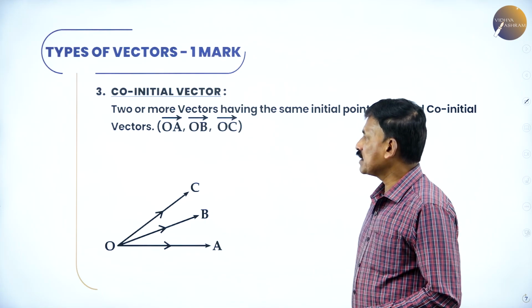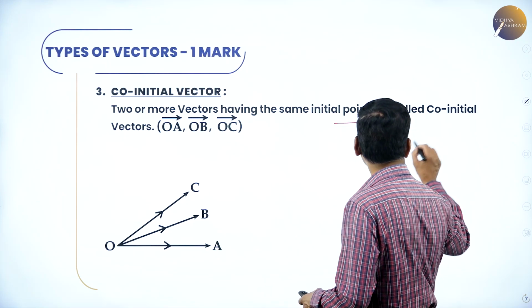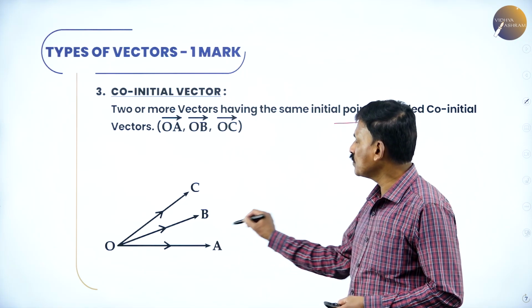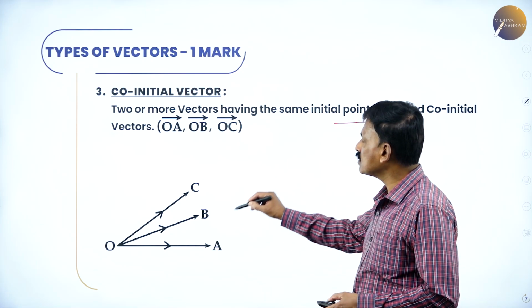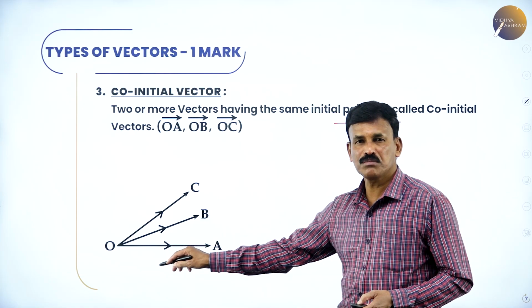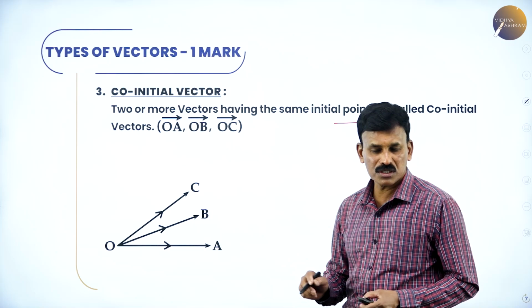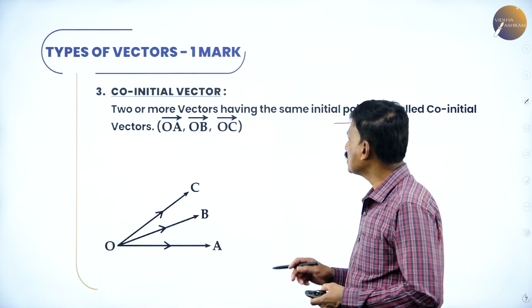Now, co-initial vectors means two or more vectors having the same initial point are called co-initial vectors. So, your vectors OA, OB, OC are called co-initial vectors. Two or more vectors having the same initial point are called co-initial vectors. Vectors OA, OB, OC are called the co-initial vectors, right?